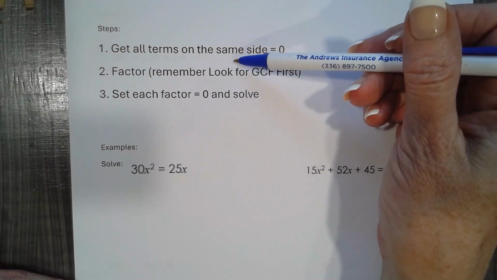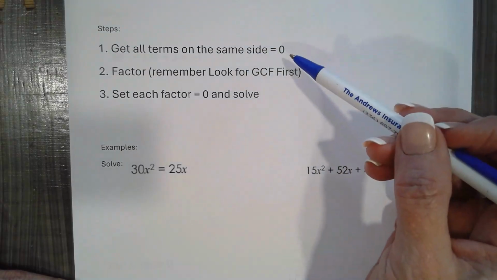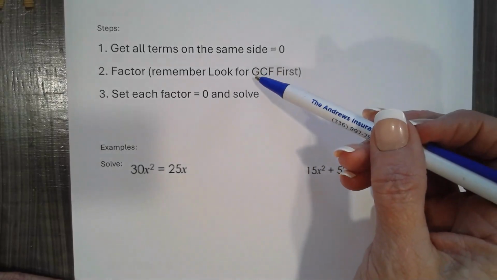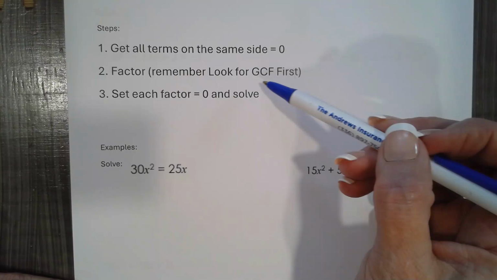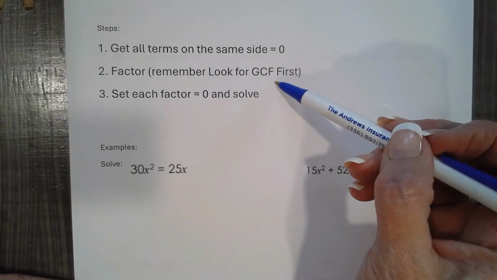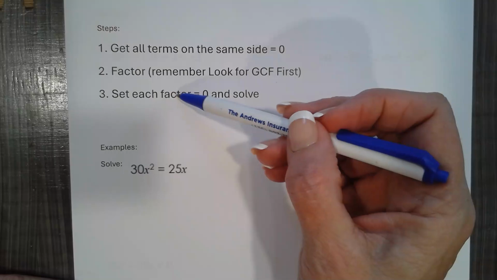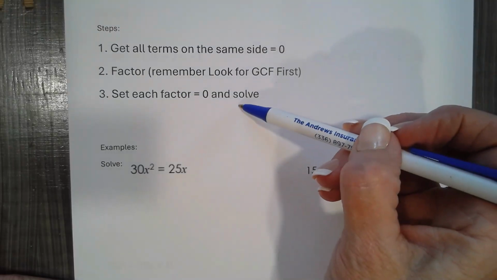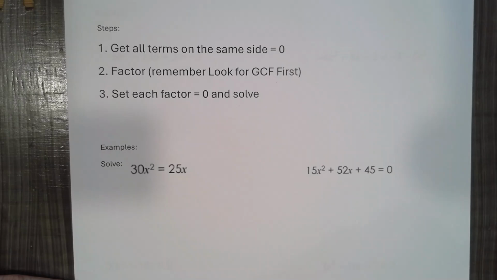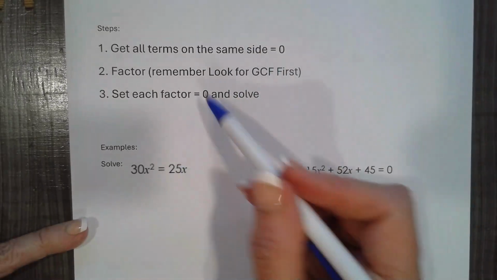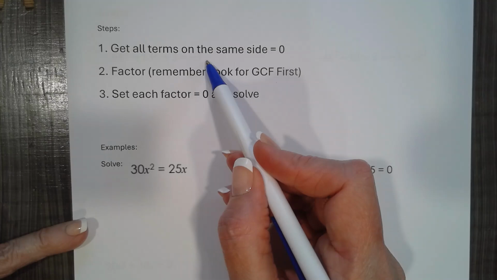We want to get all terms on one side set equal to 0. Then we're going to try to factor using the usual factoring methods. We always want to look for greatest common factor first. Then we set each factor equal to 0 and solve it to get our answers. Okay, so get all terms on the same side.